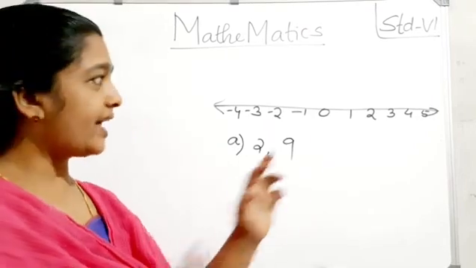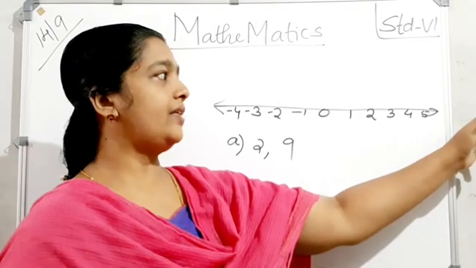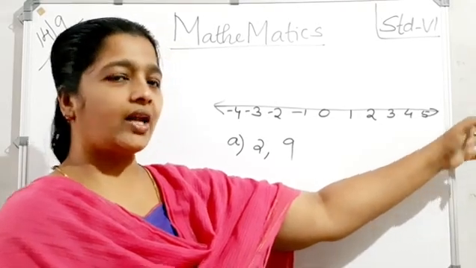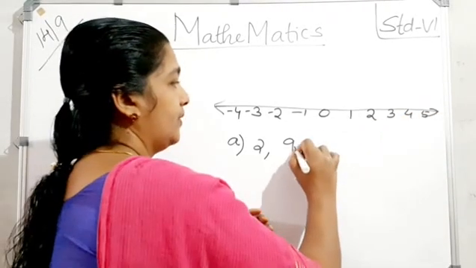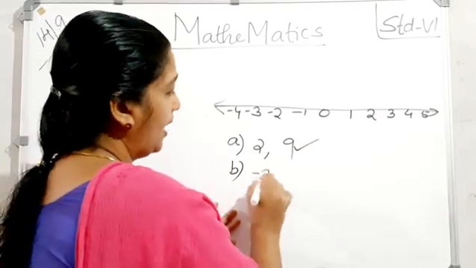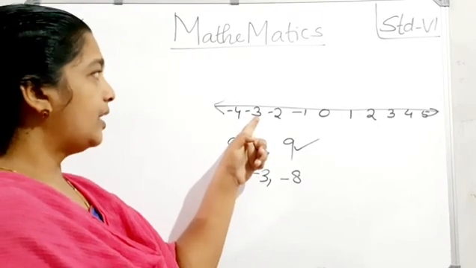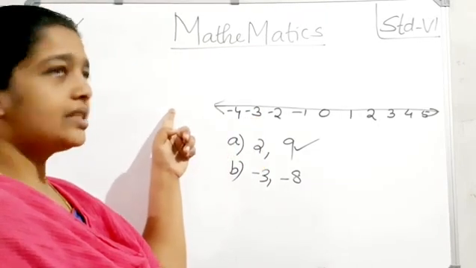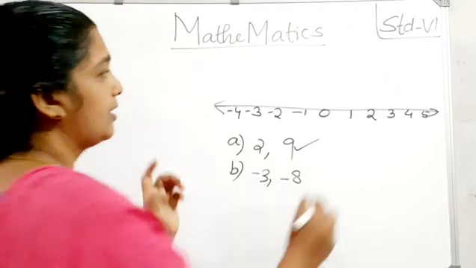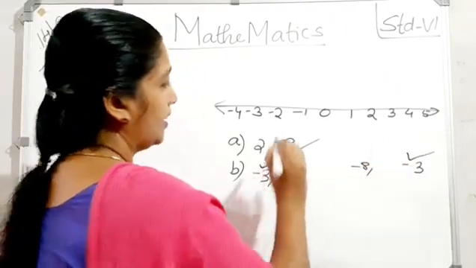2, 9. Right side. So 2 here, 3, 4, 5, 6, 7, and so on, 9 there. So the right side is 9. Clear? Yes. Question number B. Minus 3, minus 8. So minus 3 here, then minus 8 here. Which number is on the right side? Minus 3 is on the right side. Understand?